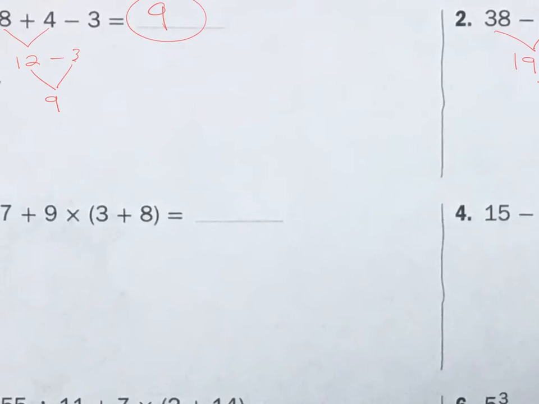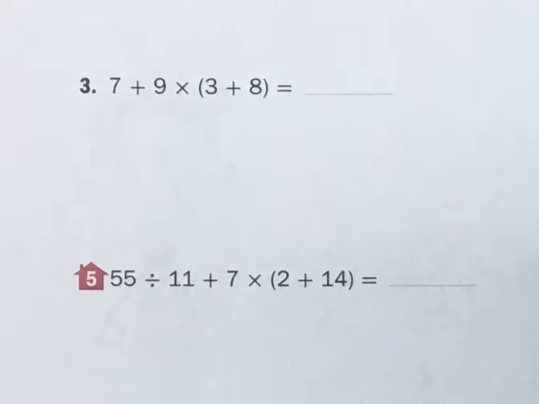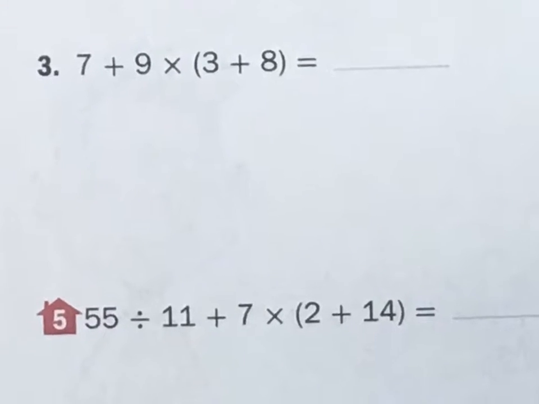All right, let's go into number 3. Okay, now we have some parentheses. So we start with parentheses. Do that first. 3 plus 8 is 11. Then I bring everything else down. Okay, now that I'm done with parentheses, I go to exponents, no exponents, then multiplication, division.